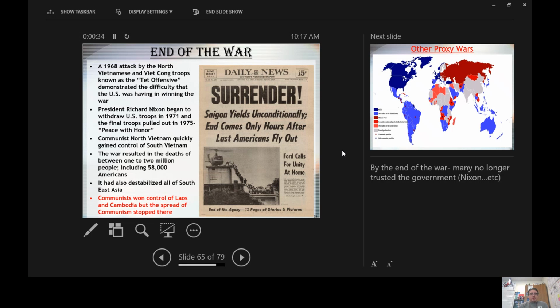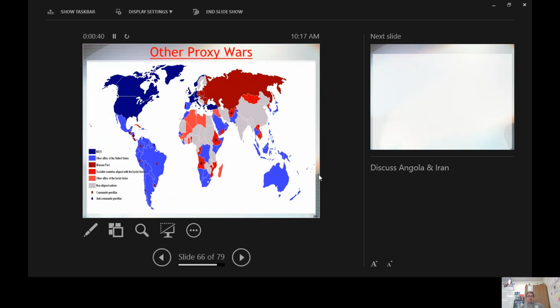And while this did happen in Cambodia and Laos, it pretty much stopped there. But that does not mean that the Vietnam War was the only proxy war of this time period. If you look at the map here, we were involved in a lot of proxy wars. The Soviet Union was involved in a lot of proxy wars where we would back one side of a conflict, they would back another. Sometimes we were directly fighting, sometimes they were as well. We just weren't directly fighting against each other.